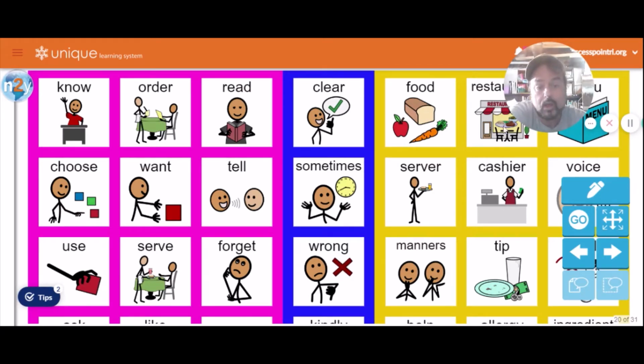Okay, so today we're going over Rights and Responsibilities, May edition. First we're going to go over the topic words. So let me just zoom in here.